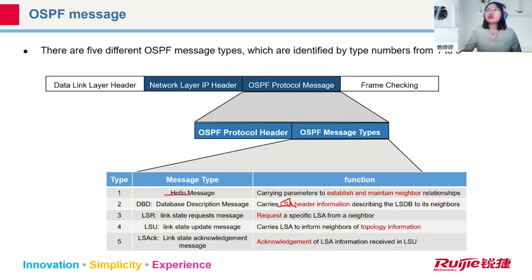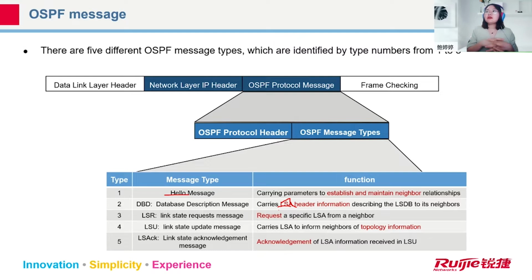LSA is the detailed information in your network. This is not a packet. Only you can see the message, and it is encapsulated into the OSPF application layer. In the LSA, we have details like what's your IP address, what's your mask, what's your cost value, your network type, and so on. We will use this to establish the topology. So these are detailed information.